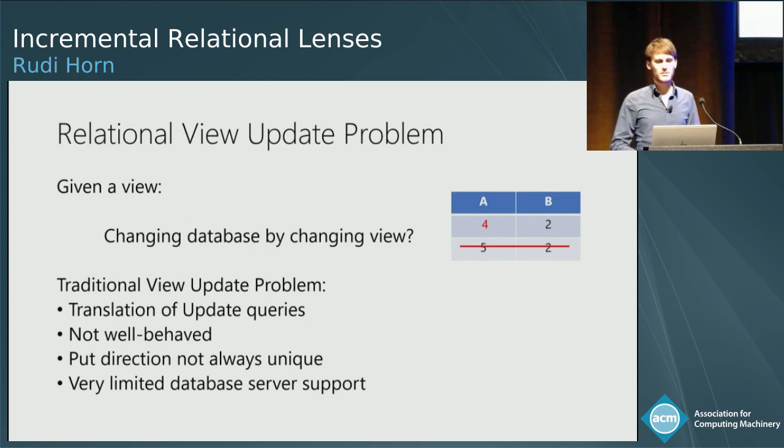And then we have the relational view update problem, which goes back to the 70s and 80s, when database servers were new. They realized, wouldn't it be cool if we could perform updates on a view which is defined as a query? But they noticed that there are a few issues with that. First of all, their main goal was how to translate an insert, update or delete statement to the underlying database. They weren't necessarily interested in what it means to be well-behaved. And they did realize that the put direction isn't necessarily unique. If you have a join, then it's not exactly clear if you should delete from the left or the right table in all cases. The result is that there's very little database server support. If a database server does support view updates, then it'll always say this has to be exactly in this format, or in most cases, they just don't support it at all.